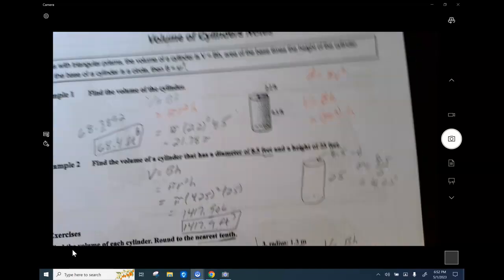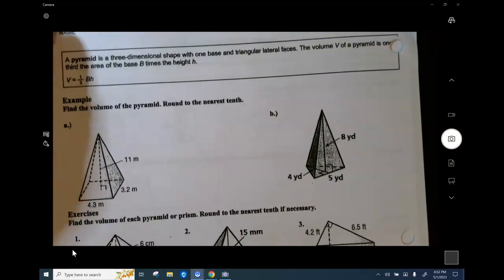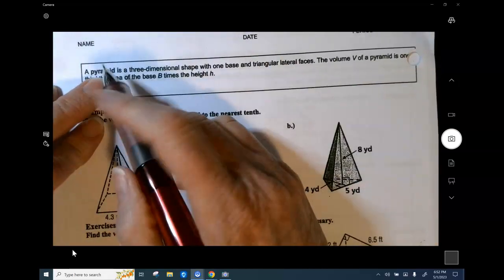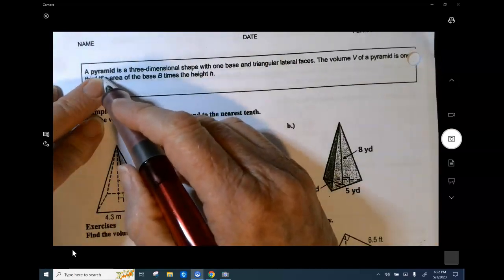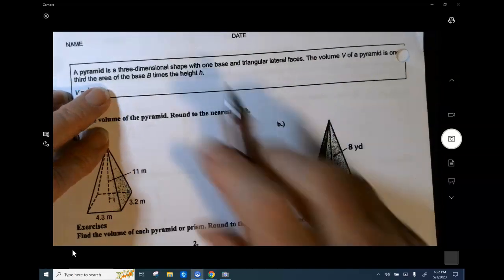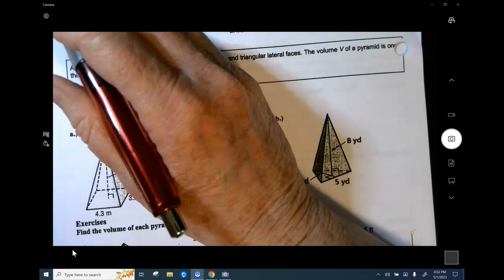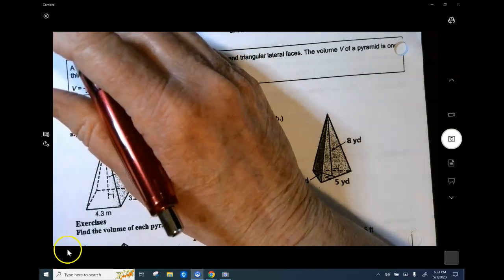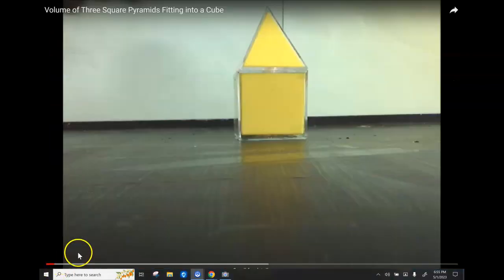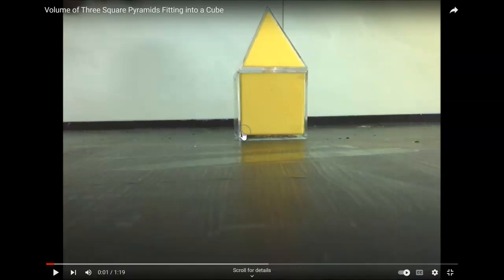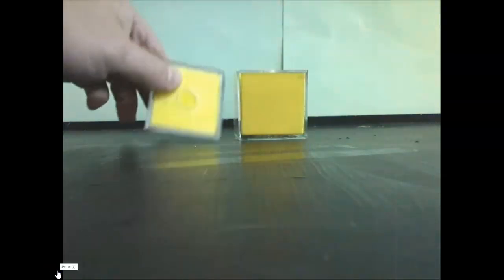Okay, so that's how to find the volume of a cylinder. We're now going to go to the back of the page, and we're going to do the volume of a pyramid. And what I'd really like you to do is go watch this video, because you're going to see why the formula really works out that way. So I'm going to pause this for a second and suggest that you go out to the video. I'm going to see if I can make that work. I wanted to play this video and see if it would show it to you at the same time. Oh, good. It's going to work.